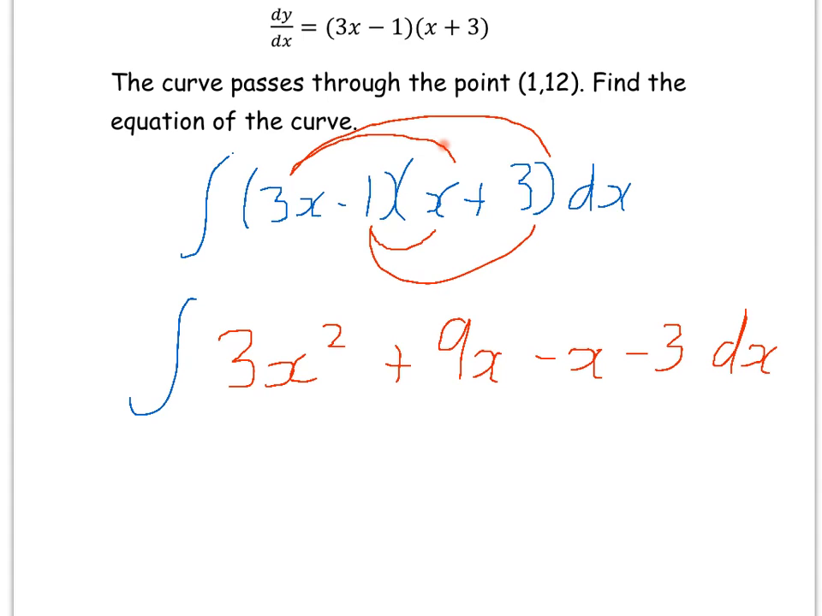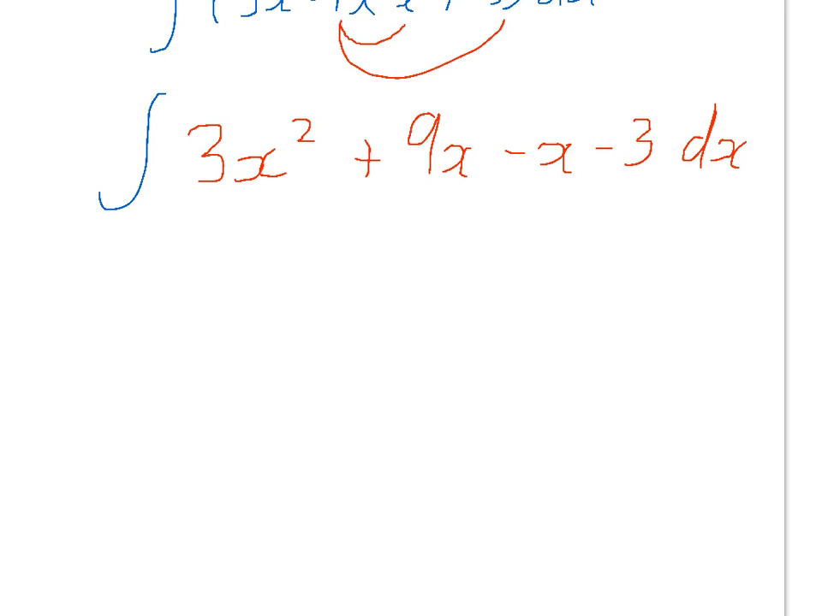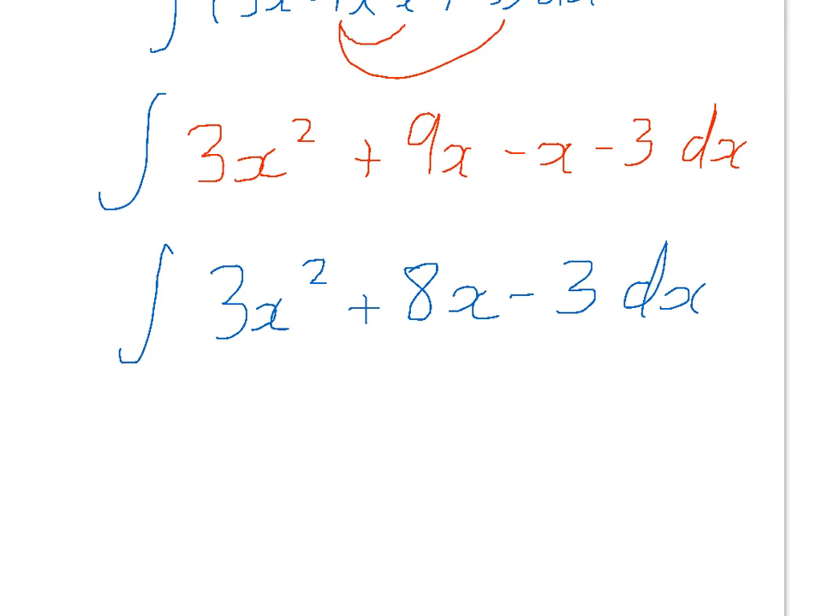So let's collect together the things that are similar. So we can collect together our 9x and our minus x. So it's 3x squared plus 8x minus 3 dx. So let's integrate that now.